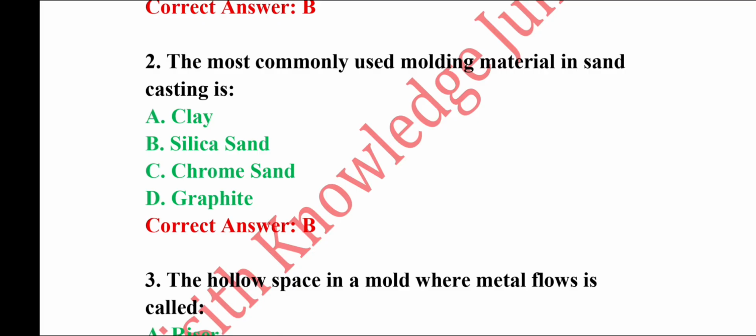The question is the most commonly used molding material in sand casting is. The options are clay, silica sand, chrome sand, graphite. The correct answer is B, silica sand.